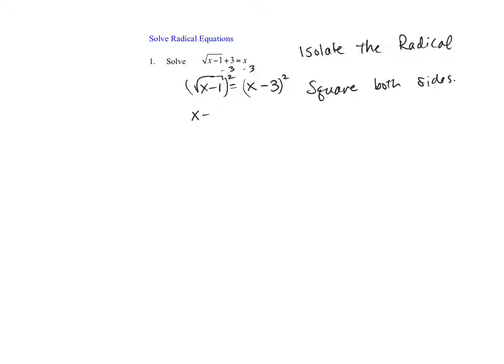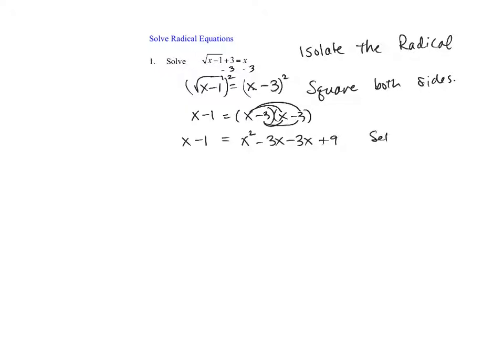So we would get x minus 1 is equal to (x minus 3) squared. And just be careful, it's a common mistake to want to square each of the x and the 3, but we actually need to distribute. So we'd get x squared minus 3x, and then we'll distribute the negative 3, so we'd get another negative 3x and then plus 9. All right, so square that out.